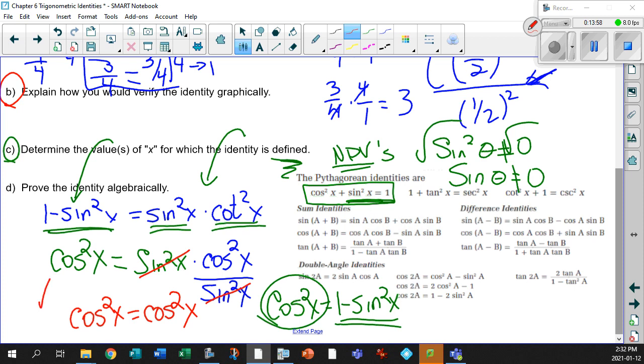It is proved. So instead of putting a check mark down, the way really cool mathematicians do it is we put a little square at the bottom of this and we shade it. And that little shaded square says we're done proving. And that's the proof that that identity works.